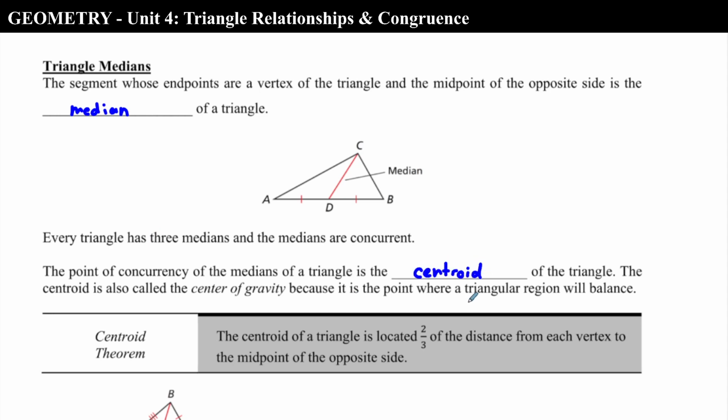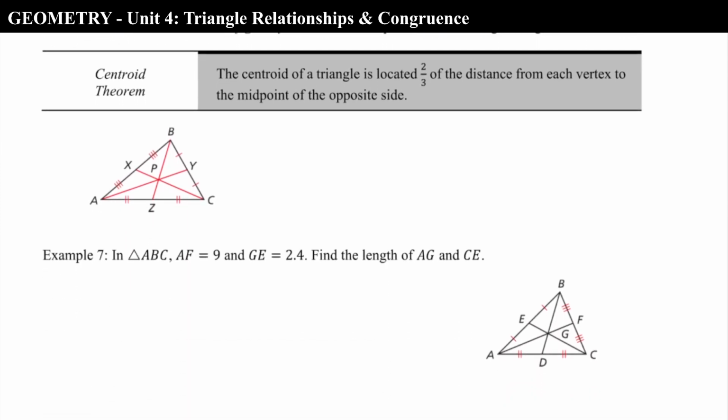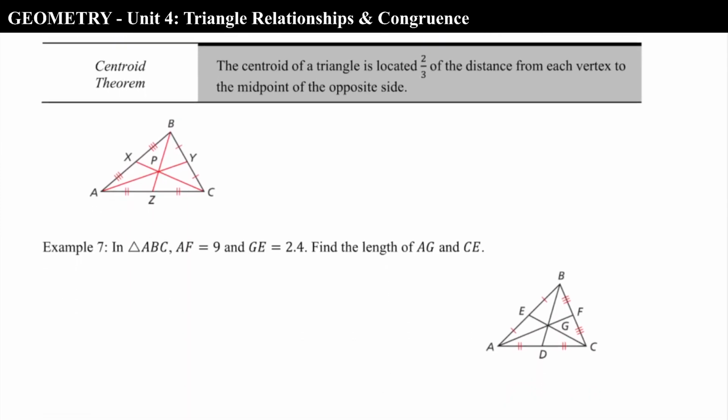The centroid is also called the center of gravity because it is the point where a triangular region will balance. The centroid theorem states that the centroid of a triangle is located 2/3 of the distance from each vertex to the midpoint of the opposite side. So in other words, here we have our 3 medians drawn, and they all meet at point P. That is our centroid.